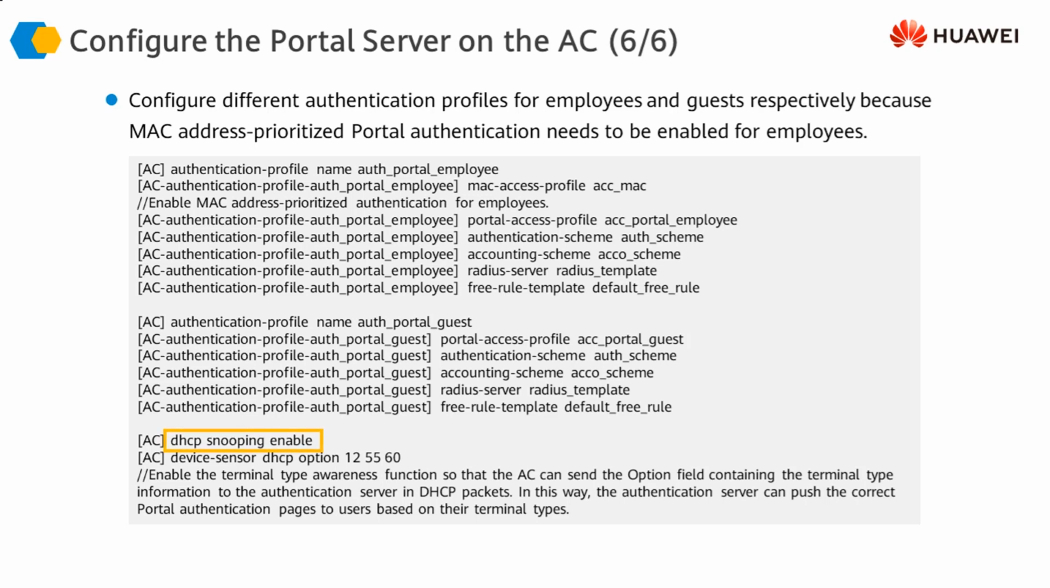We enable DHCP snooping and enable the device sensor DHCP options. As you can see here, we do this to enable terminal type awareness on the access controller and the agile controller, so that they can send the relevant portal or the relevant web page, push the relevant web page to the device based on the device type.